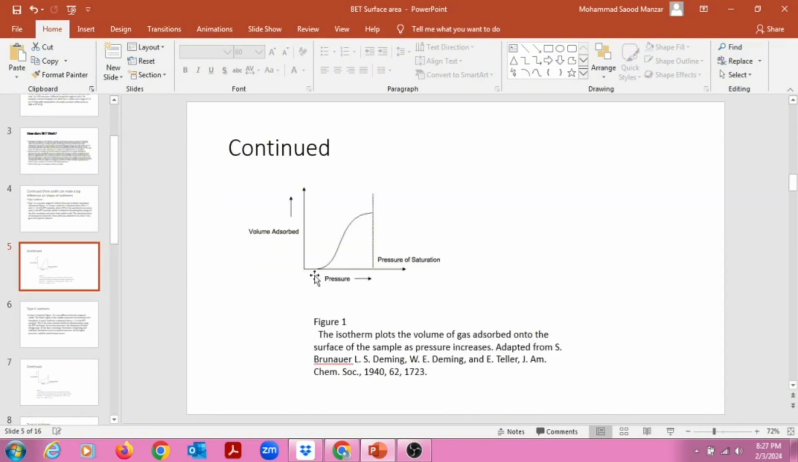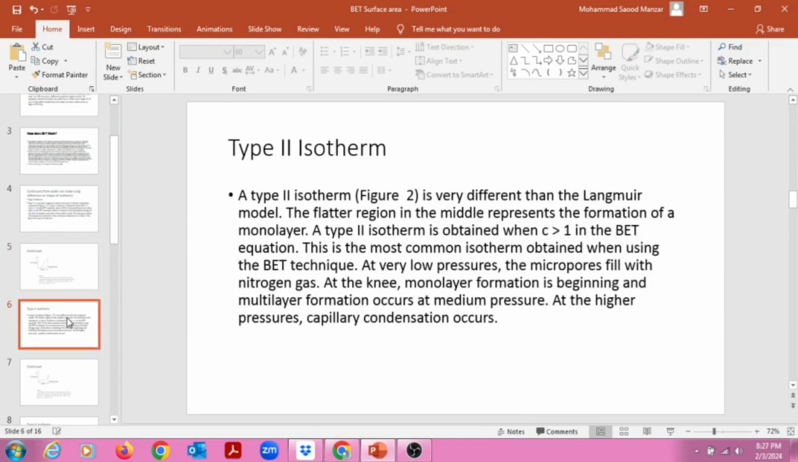So here you can see the plot, which is taken from the scientist. You can see the volume adsorbed versus pressure. This is the point of saturation pressure. Now the type 2 isotherm is very different from the Langmuir model.